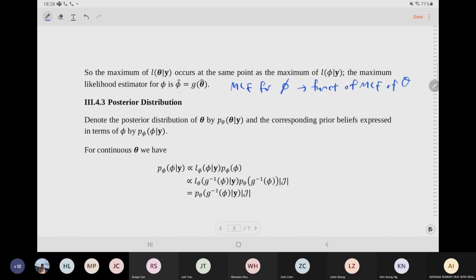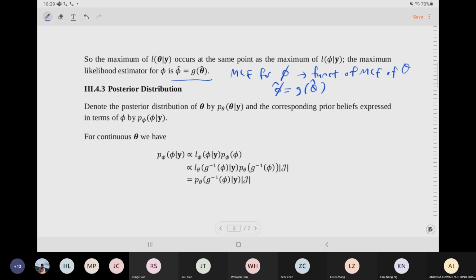That's why phi hat is actually g of theta hat, where theta hat is the MLE of theta, because phi is g theta. You just put theta hat inside the function g, and then you get the MLE for phi. This is also another reason why the likelihood is invariant to transformation: you just find a function of the MLE, and you get the MLE for the new function.